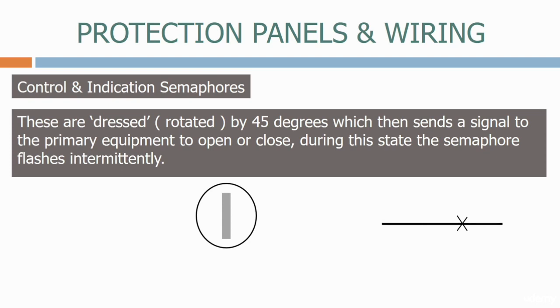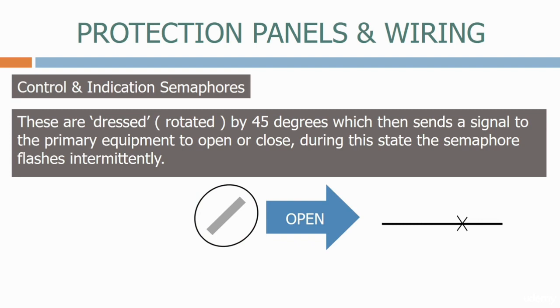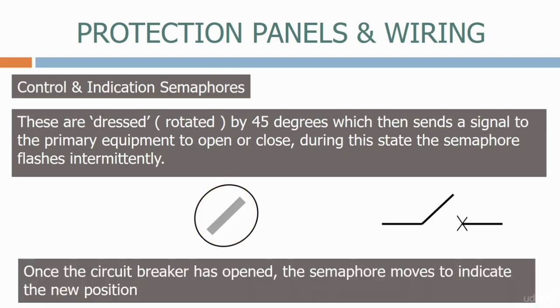So here we have a semaphore indicating that the breaker is closed. Let's now rotate it so that we can open the circuit breaker. The semaphore flashes until the breaker has changed position. Once the circuit breaker is opened, the semaphore moves to indicate the new position. Let's now reverse the process and rotate the semaphore to close the circuit breaker. Again, the semaphore flashes until the breaker has changed position.